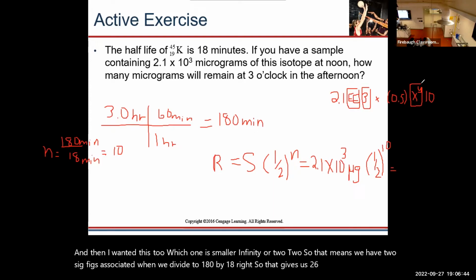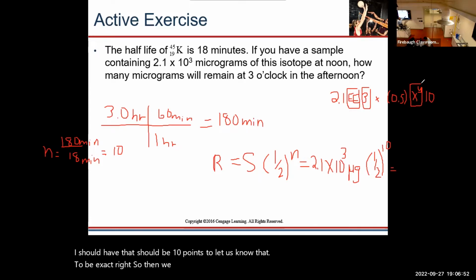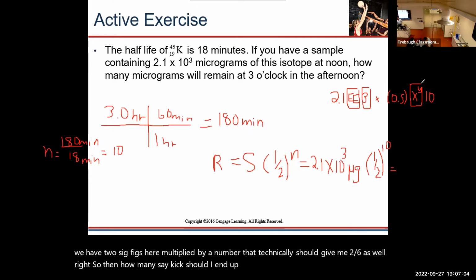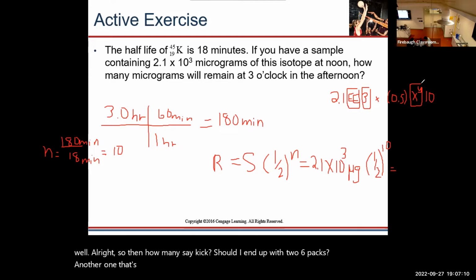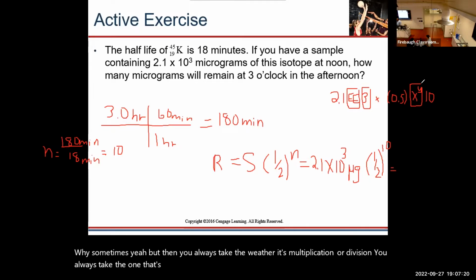So then I should have this point. So that's the exact, right? Then we come here, we're going to 2 sig figs here. Right? So that means that we have 2 sig figs here, multiplied by a number. Sometimes, yeah, you always say it's multiplication or division, you always say it's the smallest.